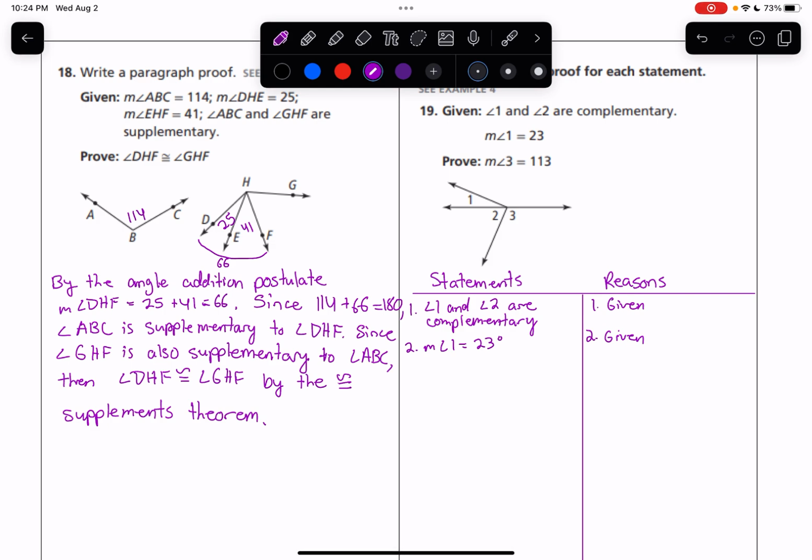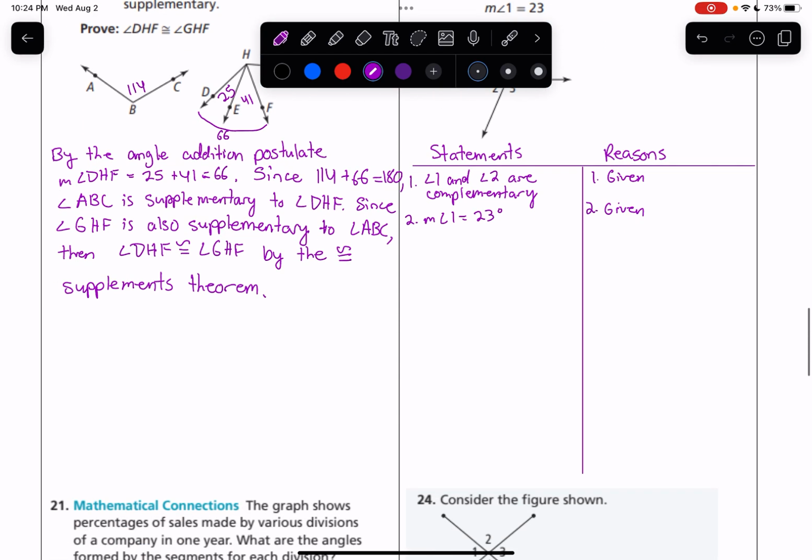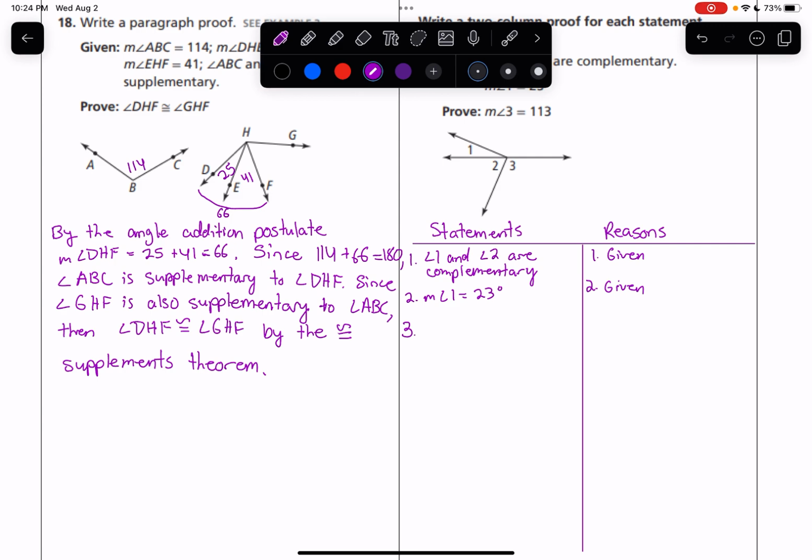Then let's keep going. What do we have to work with? We have complementary to work with. What do we know about complementary? We know that complementary means two angles that add to 90 degrees. So we can use that as a statement. We can say, since we know that angle 1 and angle 2 are complementary, we know that the measure of angle 1 plus the measure of angle 2 equals 90 degrees. And we know that because of the definition of complementary.